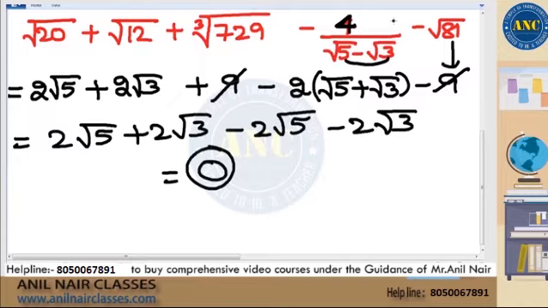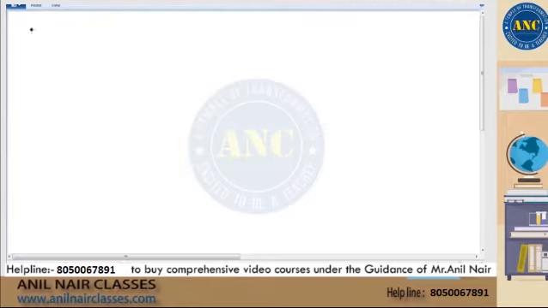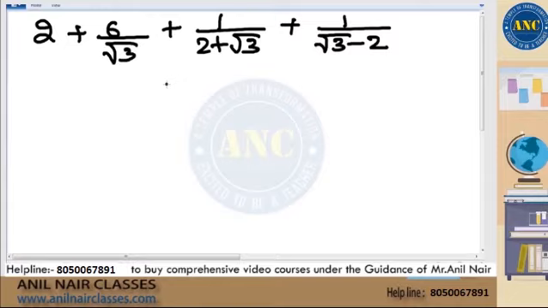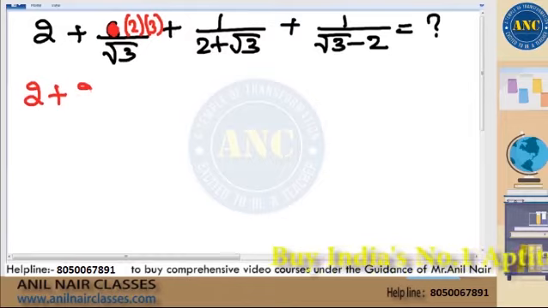Now again another good question, not a very difficult question, because I believe that my students are very fast in answering right now. Your question is 2 plus 6 by root 3 plus 1, plus 1 by 2 plus root 3, plus 1 by root 3 minus 2. Very easy, sir. Now see here. Can I say 6 can be written as 2 into 3? Instead of 6 I wrote it as 2 into 3. That 2 I wrote as it is.